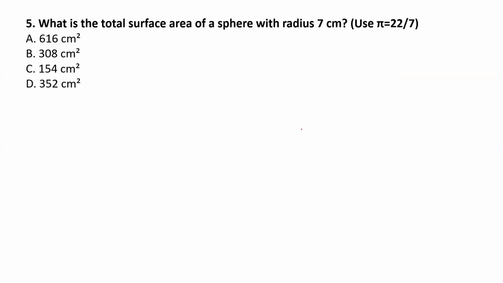Next problem. Next is sphere. Sphere, remember? Sphere is this shape, but it is a ball. Radius r. So what is given? What is the total surface area of a sphere with radius r? So r is given to be 7 centimeter. Pi is 22 upon 7. You have to compute surface area.